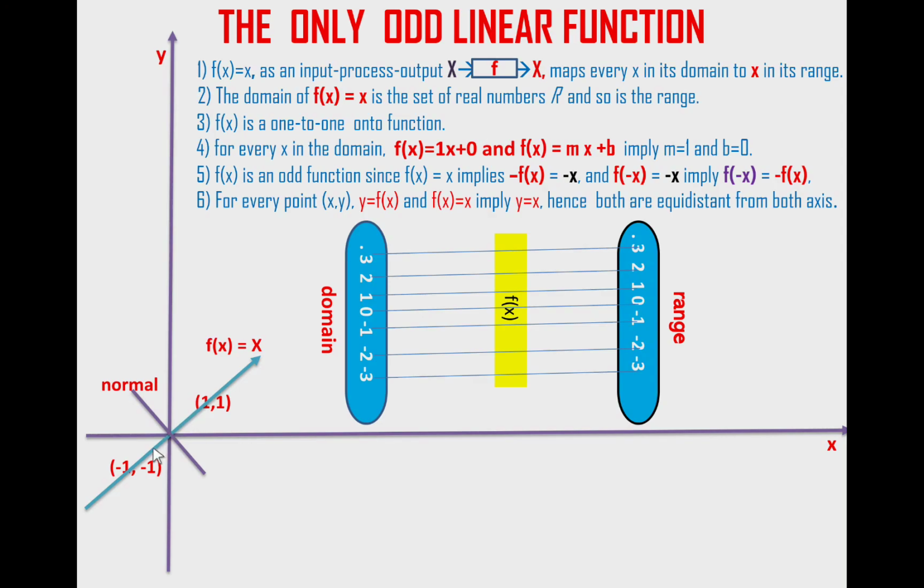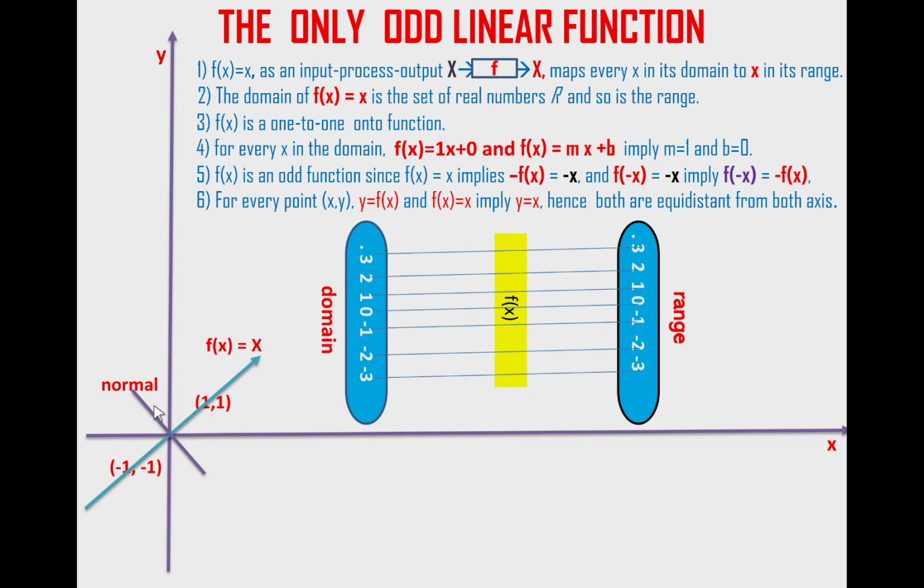Now that we have said this, let's go ahead and look at our conclusions. The first conclusion says what? Equidistance from both axes implies f of x equal to x is symmetric about its normal curve, f of x equal to minus x. And this is the point that we talked about. Let me just put back the normal, and we can see that f of x equal to x is symmetric around the normal.